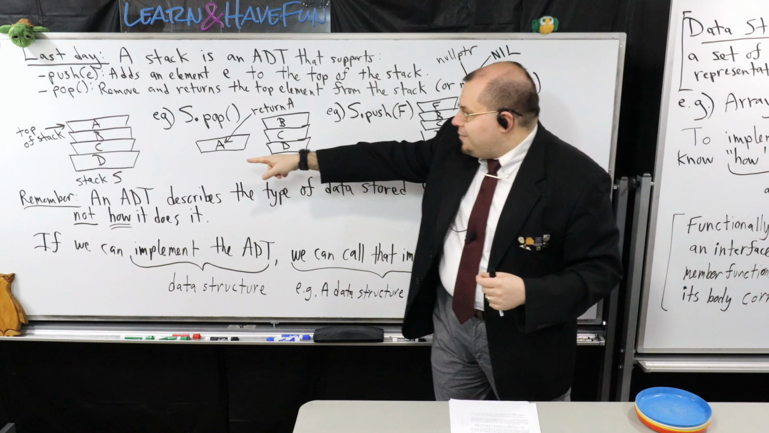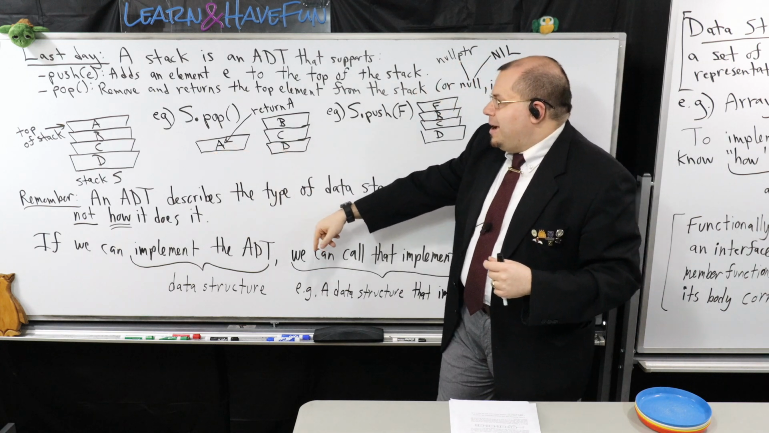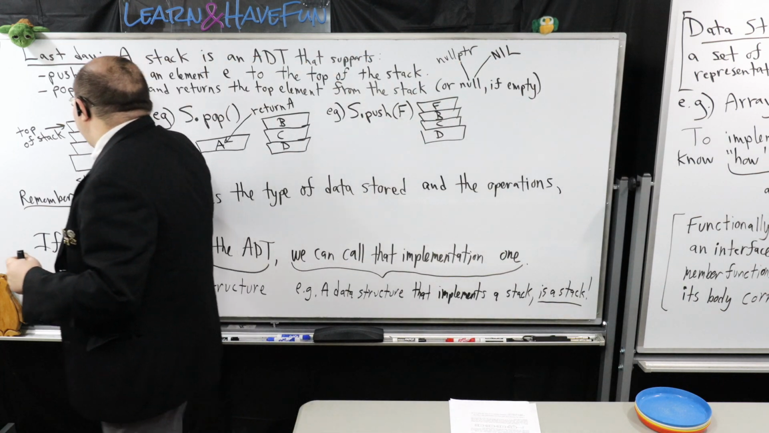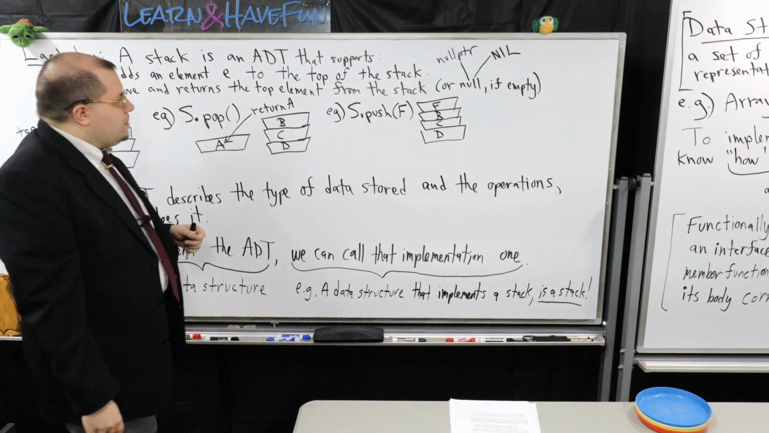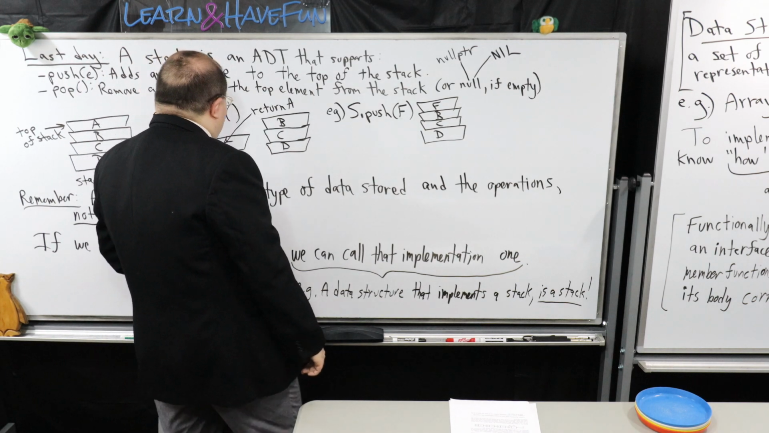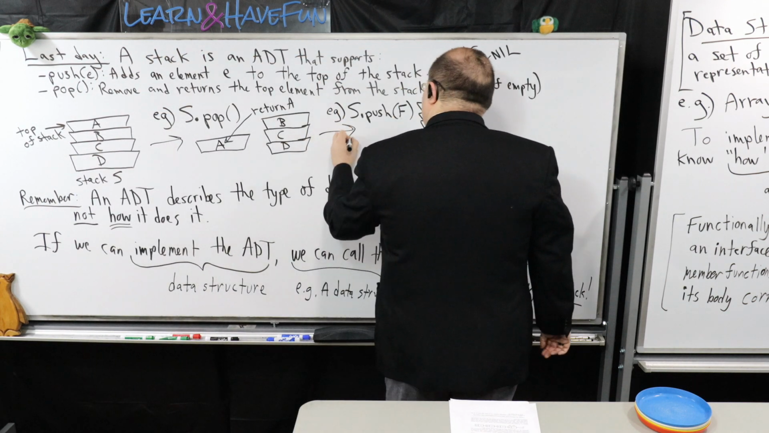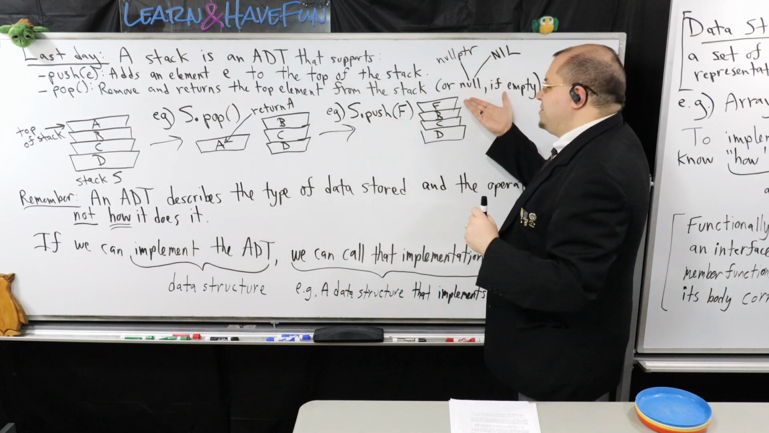So I give you a few examples here. For example, if I have this stack S, A here is at the top, so whatever A is, this is the element that is on the top of the stack. So if I do a pop, I would get back A here. So if I do my pop, I get A, but if I push F, F goes on the top of the stack.